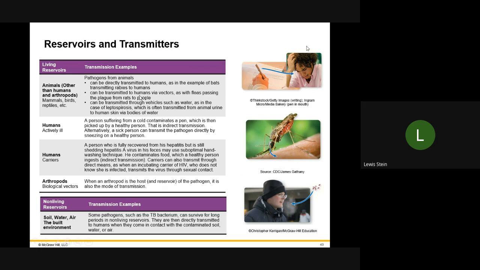So it can be transmitted to humans by vectors, such as fleas passing the plague from rats to people. The flea is a vector. It gets an individual. So if you're thinking of plague, it's infecting the rats. As the rats die, the fleas are looking for another blood meal.